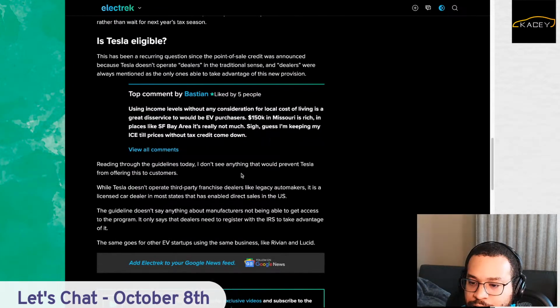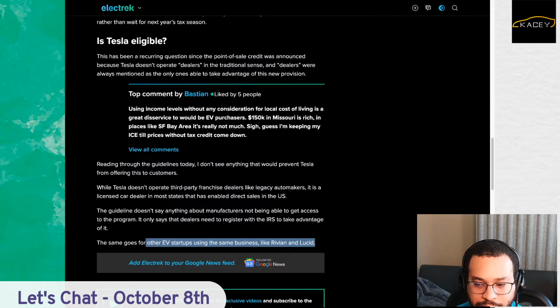Reading through the guidelines today, I don't see anything that would prevent Tesla from offering this to their customers. While Tesla doesn't operate any third-party franchise dealers like the legacy automakers, it is a licensed car dealer in most states that have enabled direct sales in the U.S. The guideline doesn't say anything about manufacturers not being able to get access to the program. It only says that dealers need to register with the IRS to take advantage of it. The same goes for other EV startups using the same businesses, like Rivian and Lucid.